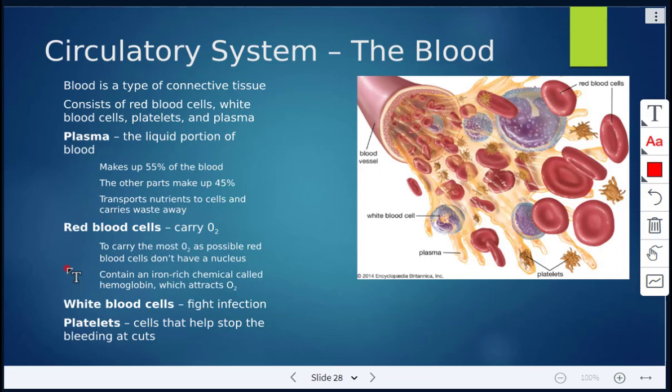It will attract oxygen. The white blood cells have a function in fighting infections, and then platelets have a function in creating blood clots, which is important to stop bleeding at cuts. All right, so it's there to clot the blood, form a scab, so that if you do get cut, these platelets help stop the bleeding at those cuts.